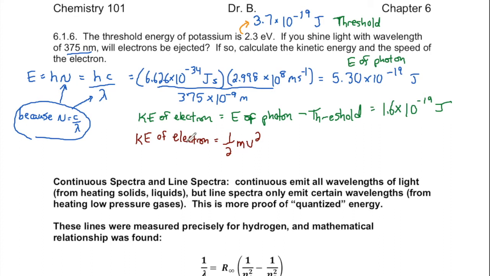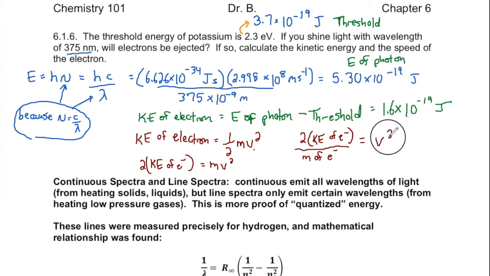So now that we've figured out the kinetic energy of the electron, we want to also try to figure out its speed, its velocity. So let's go ahead and solve this equation for the velocity. 2 times the kinetic energy of the electron would be the mass times the velocity squared. We divide both sides by the mass of the electron, and we get 2 times the kinetic energy of the electron over the mass of the electron is the velocity squared. So that means we have to take the square root of both sides, and we get that the velocity of the electron is 2 times the kinetic energy of the electron over the mass of the electron, the entire thing underneath a square root.